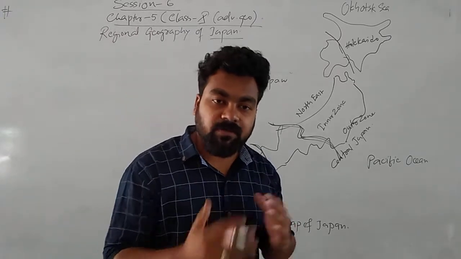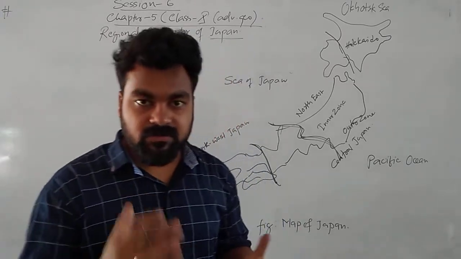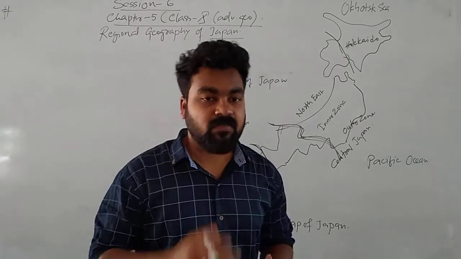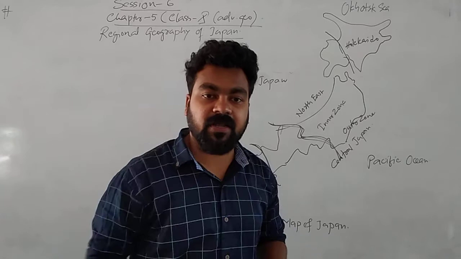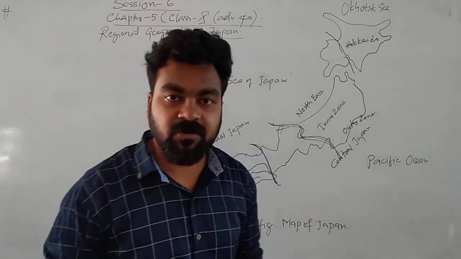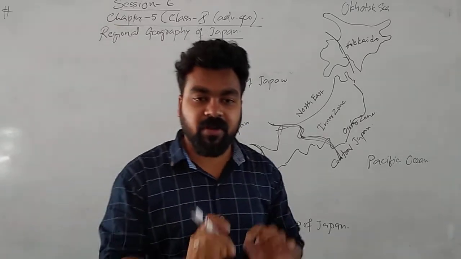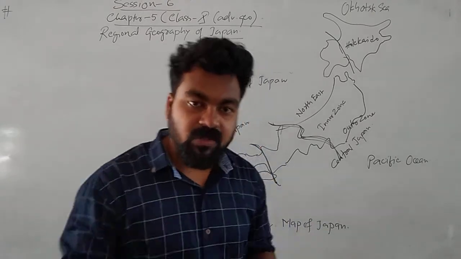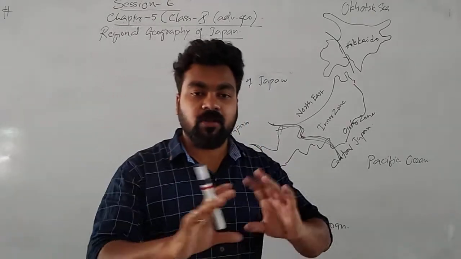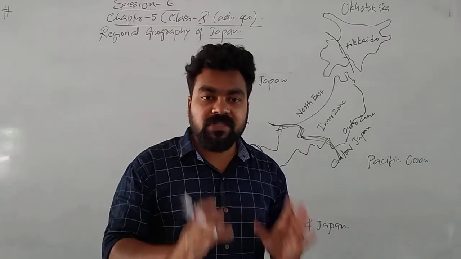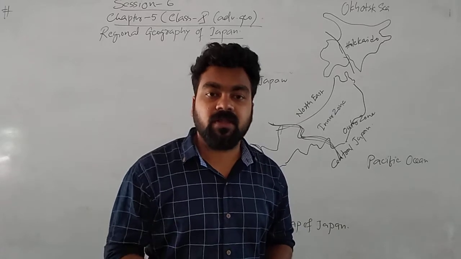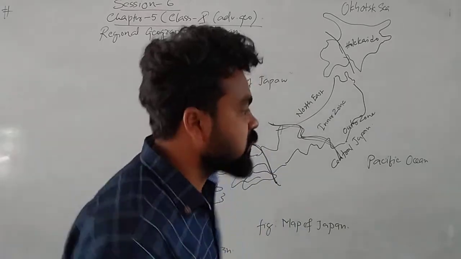We know that Japan is a small island, on the eastern side of China. But Japan does not belong to China. Japan is a different island, but it lies on the eastern side of China. We will study the different mountains, plains, and plateaus, because we are studying geography. What is the location of Japan? And what are the different islands of Japan: Shikoku, Honshu, Kyushu? We'll study all these things in this chapter.